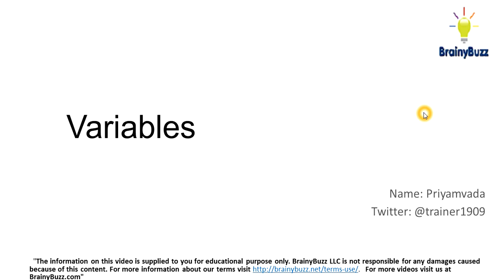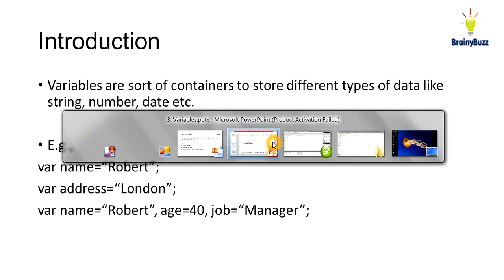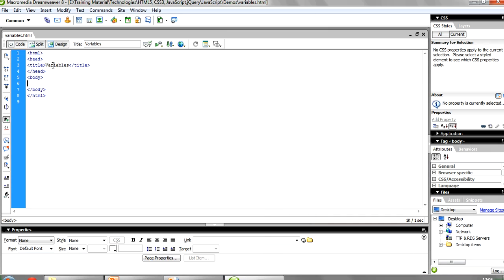So let's see what a variable is. A variable is a sort of container that contains different types of data like a string or number, or someone's name, address or phone number, any kind of data. So a variable is nothing but a container. Like this you can declare variables. This is called the declaration of the variable, var and name. That's it. I'll tell you an example for it.